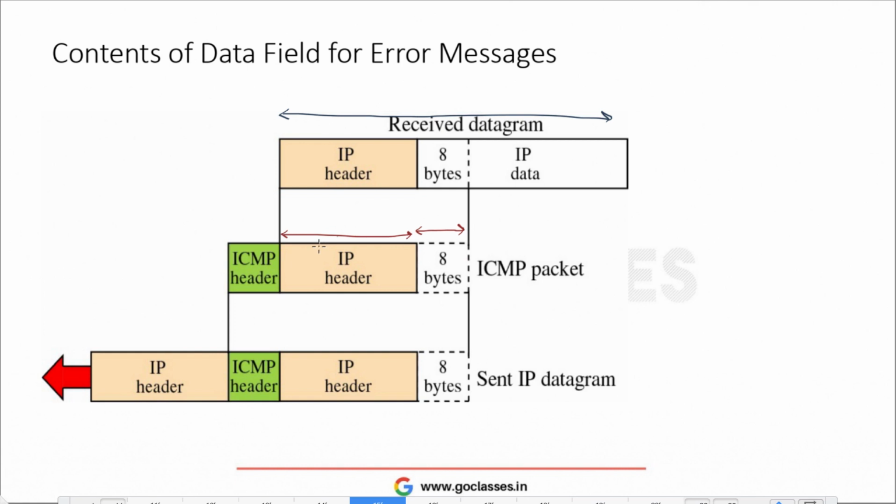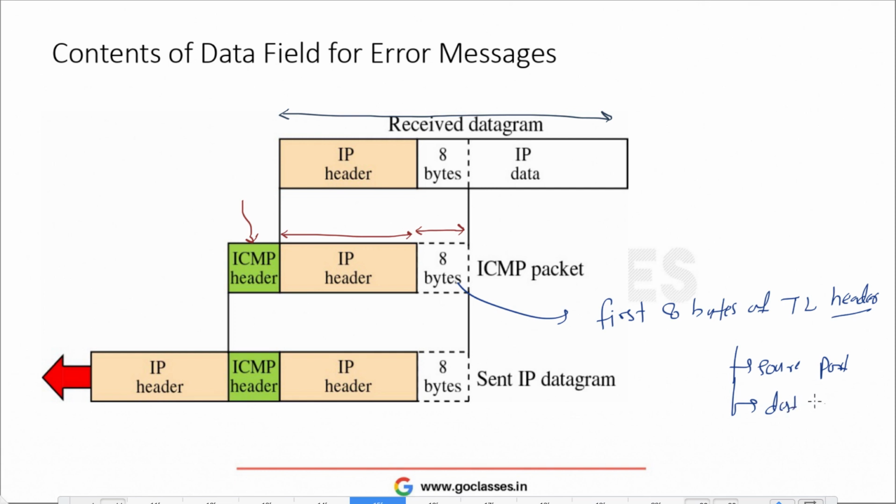Suppose there is an error because the TTL expired. We will specify that in the ICMP header. That is okay, but which protocol is the error because of? Maybe TCP, maybe UDP. So this is the transport layer header, and these are the first 8 bytes of the transport layer header. If you look at the transport layer headers, whether you use TCP or UDP, the first 8 bytes tell the source port number and destination port number, right?